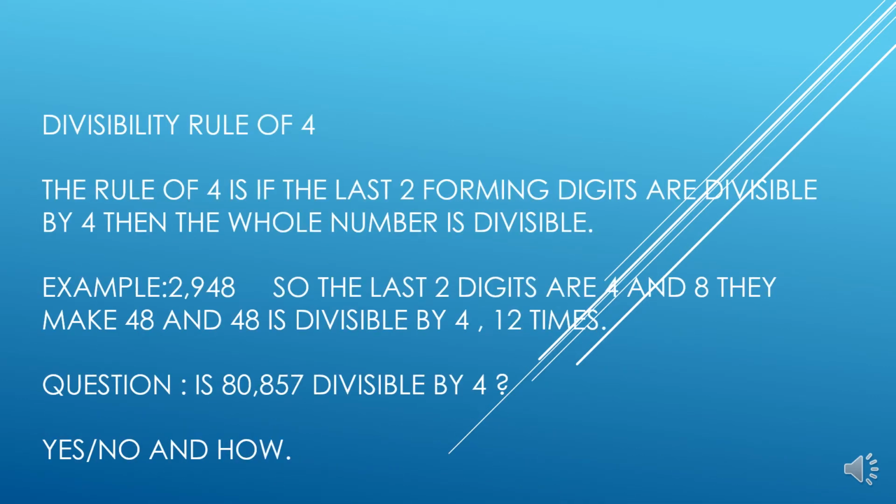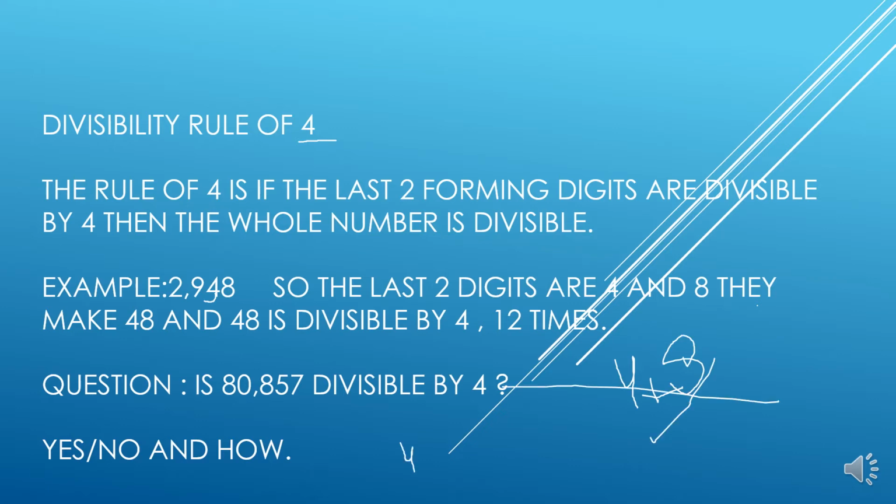So the divisibility rule of 4. Now this is very easy. If the last two digits are divisible by 4, then the whole number is divisible. For example, the last two digits are 4 and 8, they make 48. We are not going to add the digits. This is not correct.